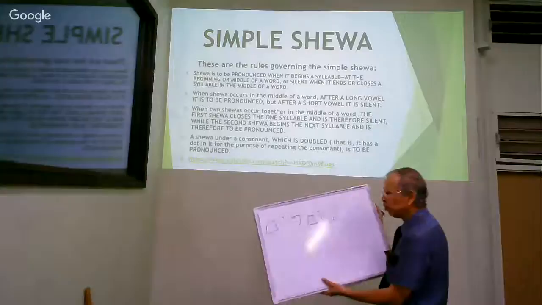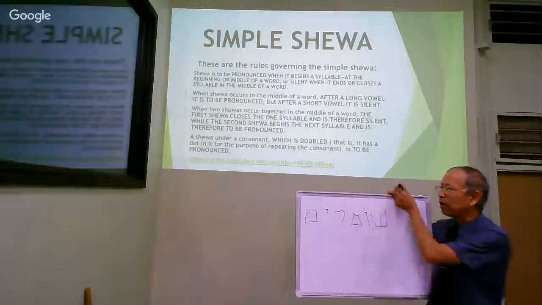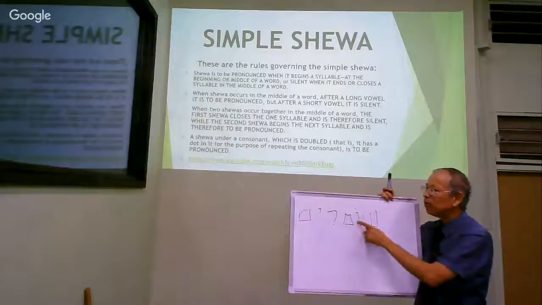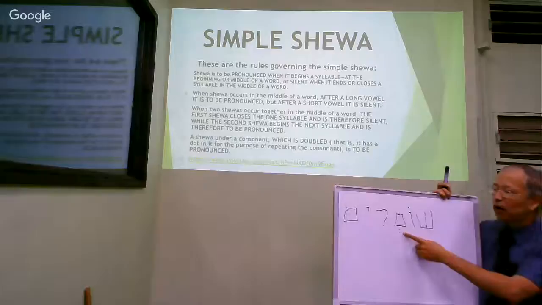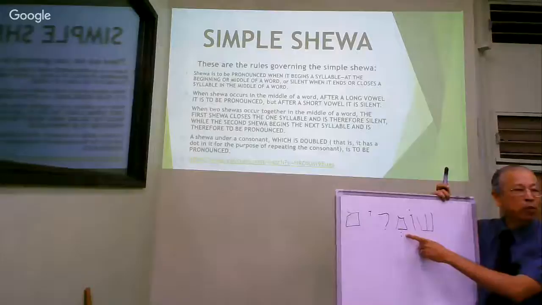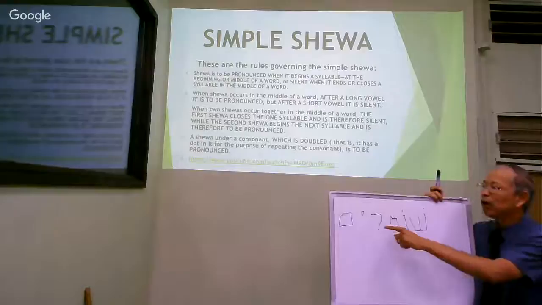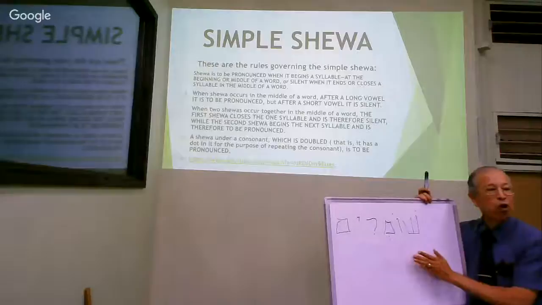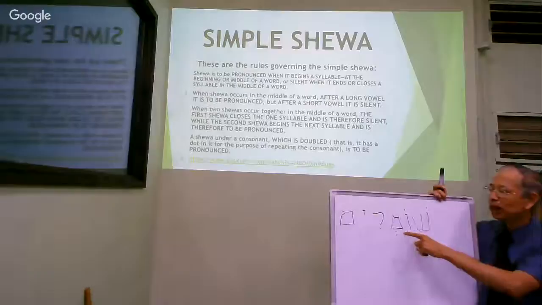Shomeri. Notice, here is a shewa, and it comes right after a long vowel. In this case, it is the long vowel kolem. The long vowel kolem comes right before the mem that has the simple shewa under it. The rule is saying that if the shewa comes right after a long vowel, then it is to be pronounced. So you have show, me, re. Shomerim. This word means watching or guarding or keeping. So when the shewa comes after the long vowel, kolem, it is to be pronounced. Shomerim.